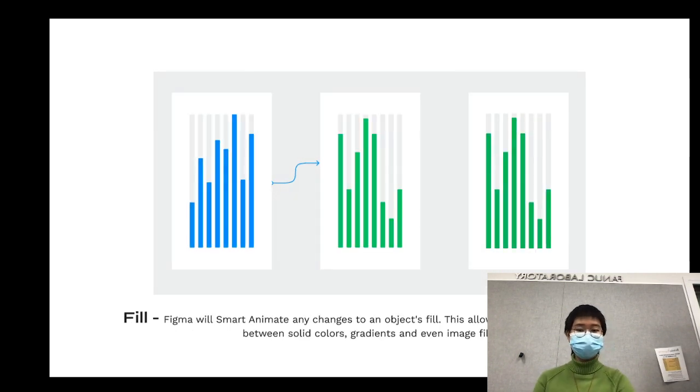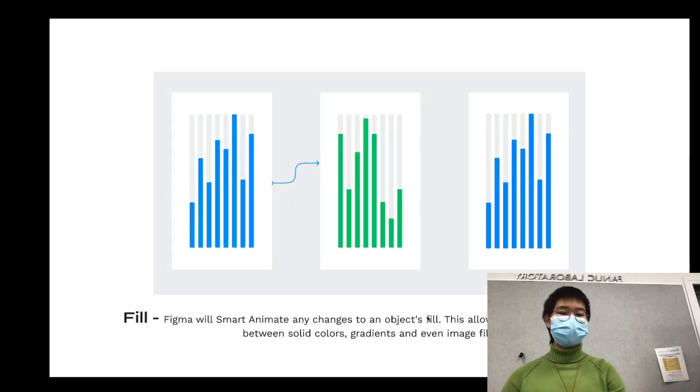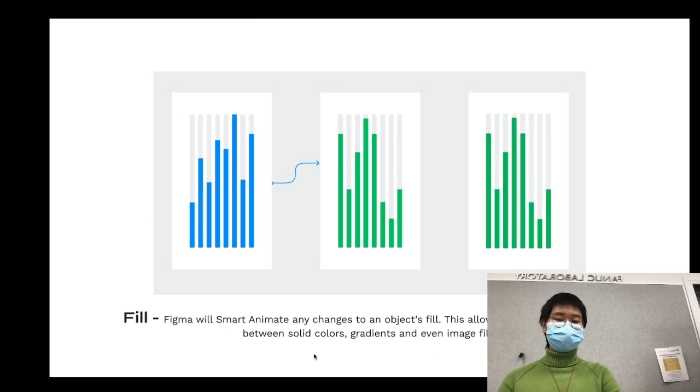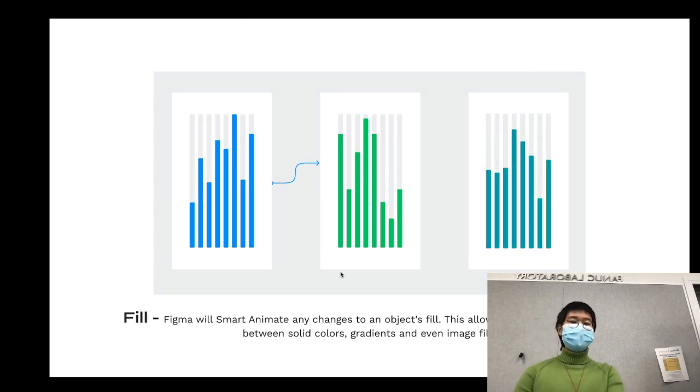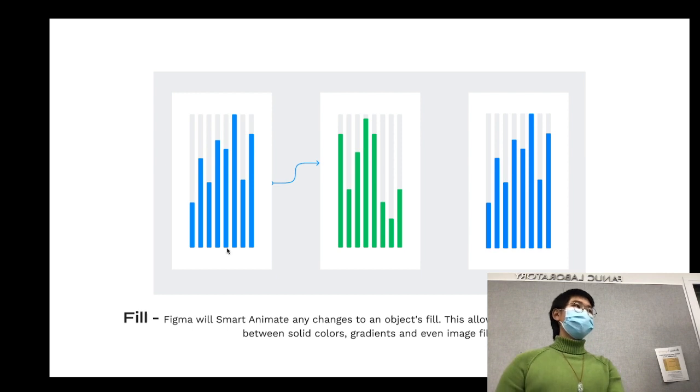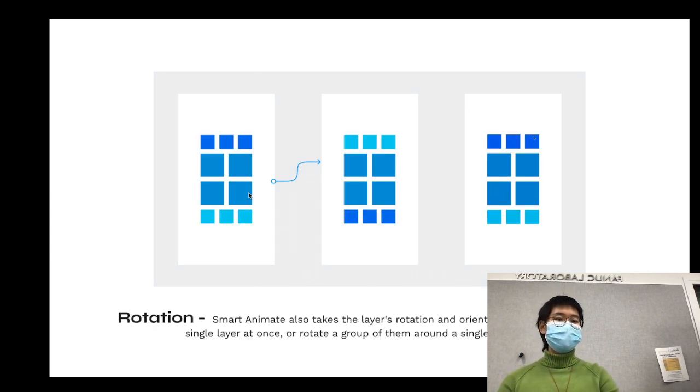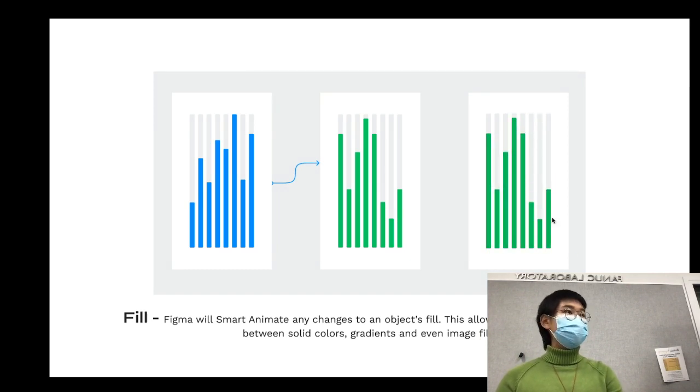And finally, fill. So this is something that basically changes the object's fill. You can animate changes between solid colors, gradients, even images. So in this case, both the actual shape of these different objects are changing, but so is the fill. So you see that this bar goes from bottom here to top here, and then all of it's changing from blue to green. And you're going to see these in-between colors of teals and turquoises that it's automatically cycling through to get you to the two colors.